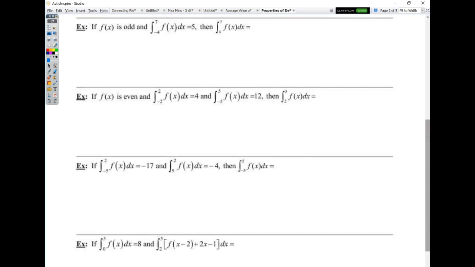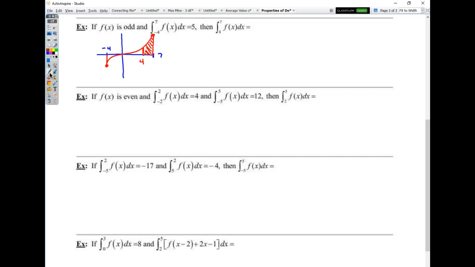So I take a look at the first problem, and it says f of x is odd, and the integral from negative 4 to 7 is 5. So what do I have? I have a function that I know from negative 4 all the way out to 7. This odd function has a net change, has an integral that will equal 5. That whole thing together equals 5. I want to know what the integral is from 4 to 7. So I'd like to find this piece.